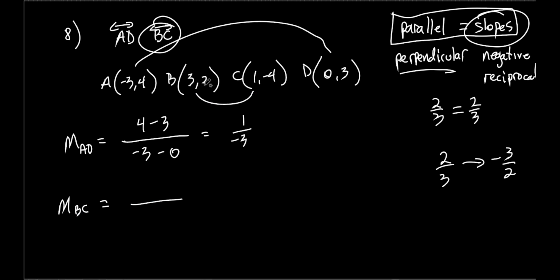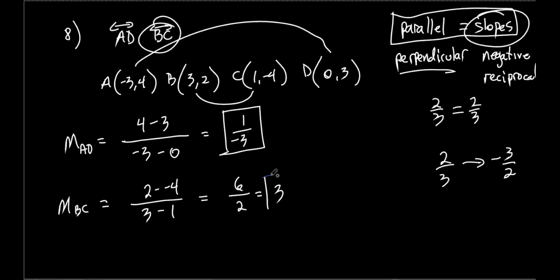Subtract the y's from each other. So it's 2 minus -4. Subtract the x's from each other. That would be 3 minus 1. Minus a negative is plus, so that would be 6. This would be 2. What's 6 over 2? It's 3. Now look. Now what I have to do is look at the 2 slopes.